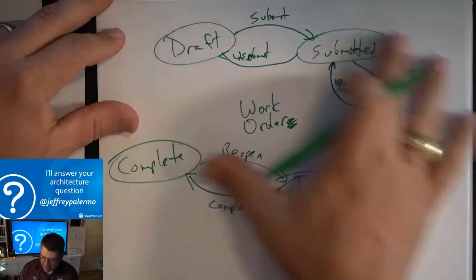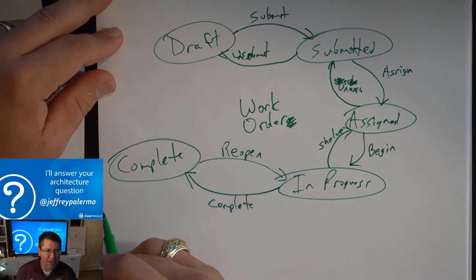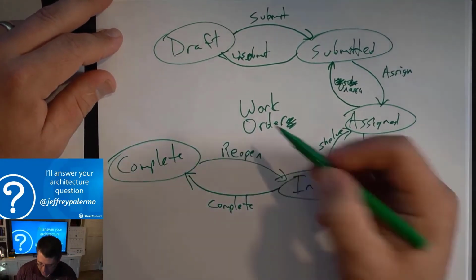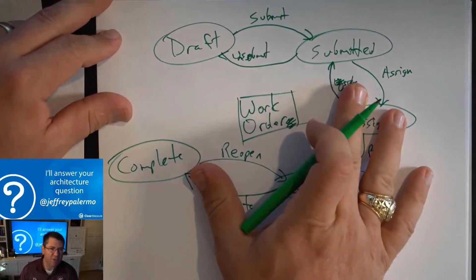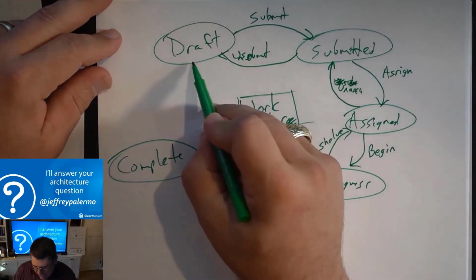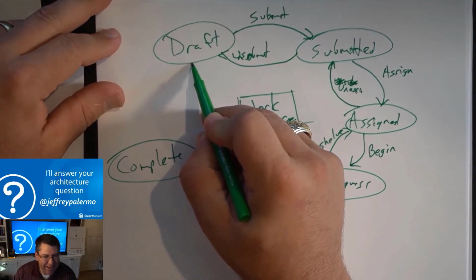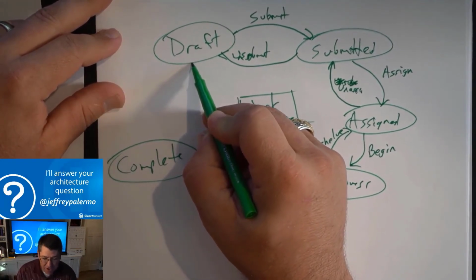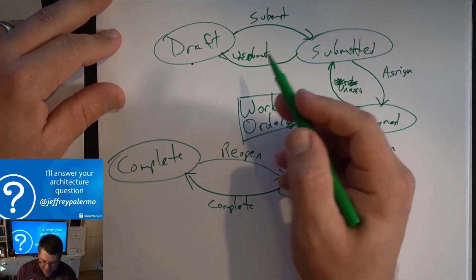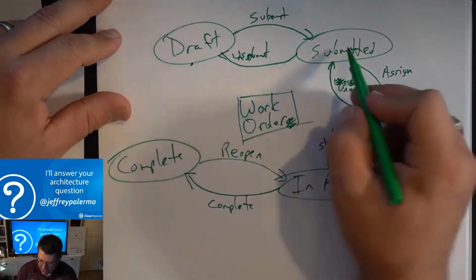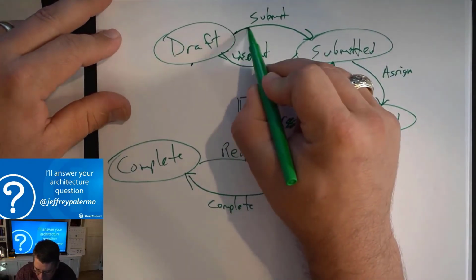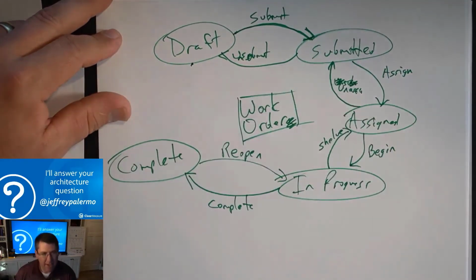We have a lot of lines. We have a lot of bubbles. How do we translate this into actual code? Well, we already have our work order. It's an entity. We've declared it to be the root of an aggregate in domain-driven design speak. And draft is a status, okay? Whether we use an enumeration or whether we use an enumerated class, draft essentially is an instance of status. Same with all these. And then every one of these lines is a command.